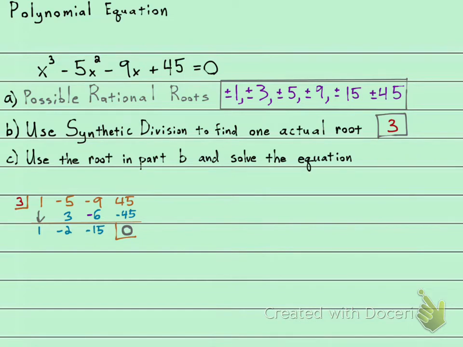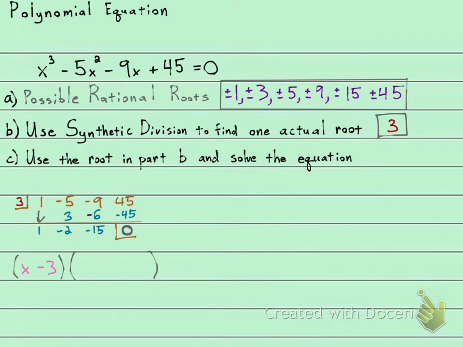Now, what that means is that your factor is x minus 3. I should use a different color. Let me use pink. Your factor is x minus 3, because if I took my 3 and plugged it in here, I'd get a 0, and 0 times anything is 0.